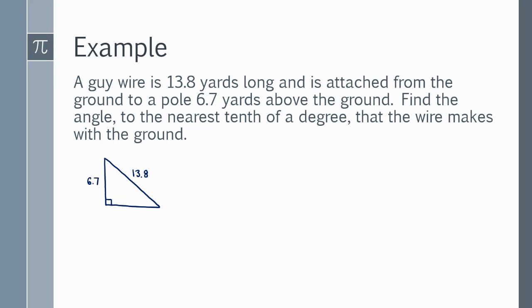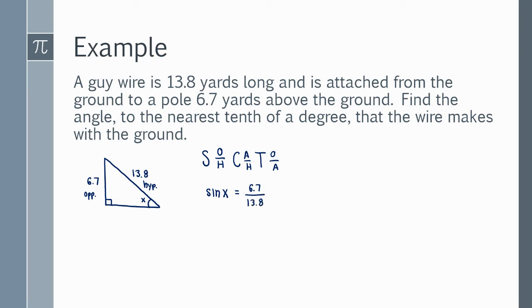We want to find the angle to the nearest tenth of a degree that the wire makes with the ground. So the wire is hitting the ground down here. We want to figure out what that angle is. I'm going to call it x. So we want to think about SOHCAHTOA. Notice that in this, x is what I want to find. 6.7 is opposite, and because 13.8 is across from the right angle, that's the hypotenuse. So opposite and hypotenuse, we're thinking sine. So we want the sine of x to equal 6.7 divided by 13.8.